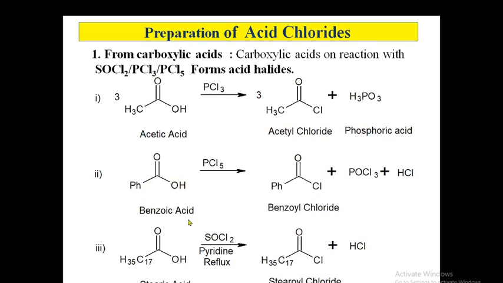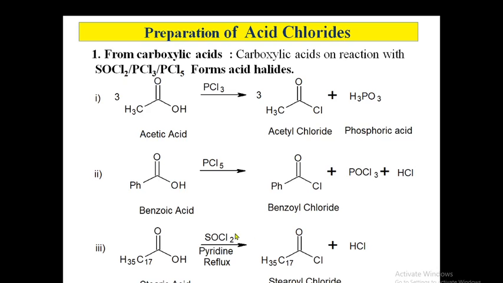Second reaction, if you are taking benzoic acid and reacting it with PCl5, phosphorus pentachloride, then only one molecule of carboxylic acid will react with this to form benzoyl chloride, and side products are phosphorus oxychloride and HCl.